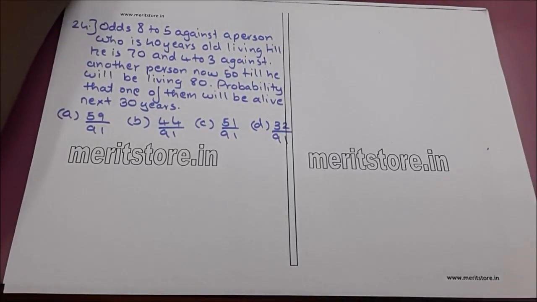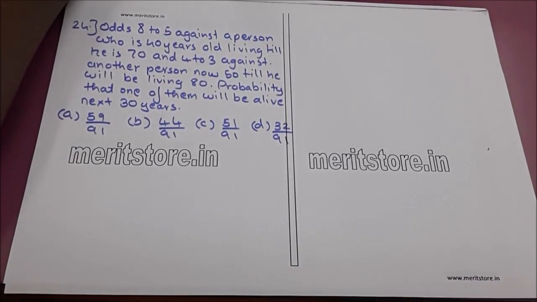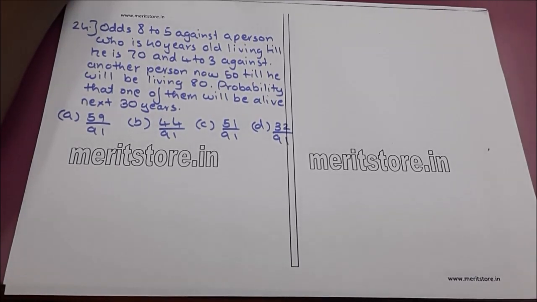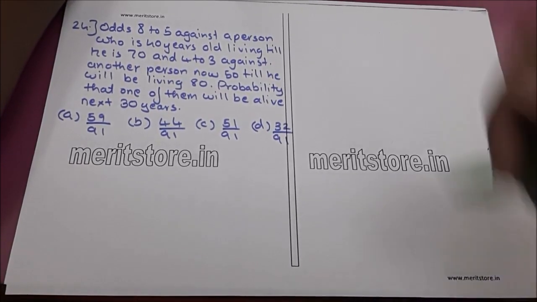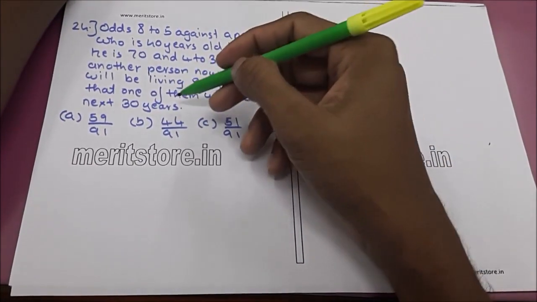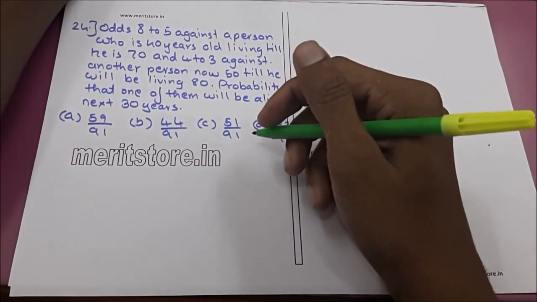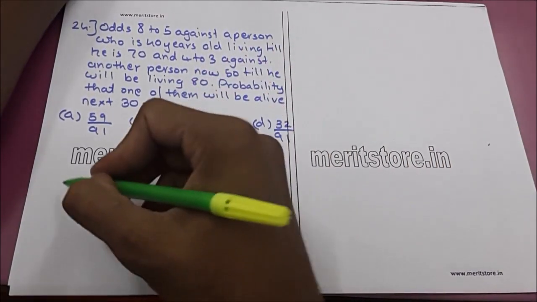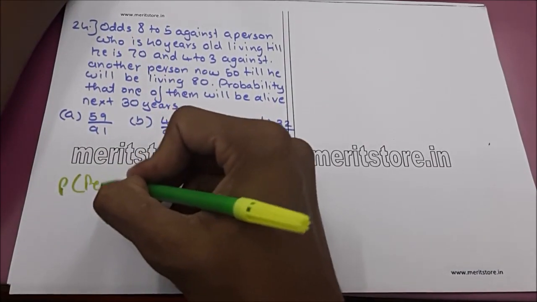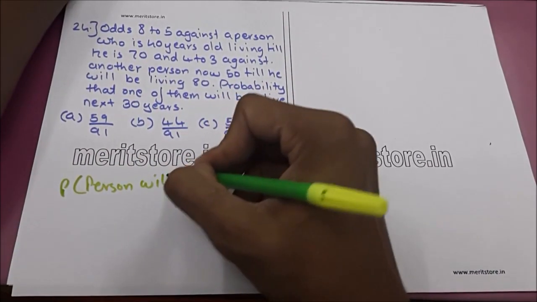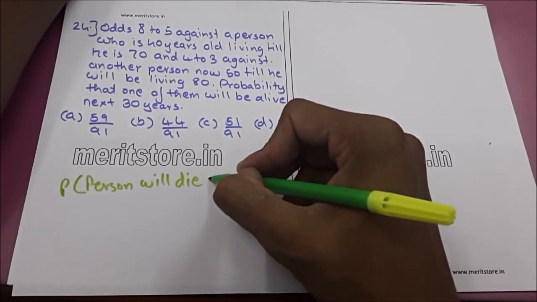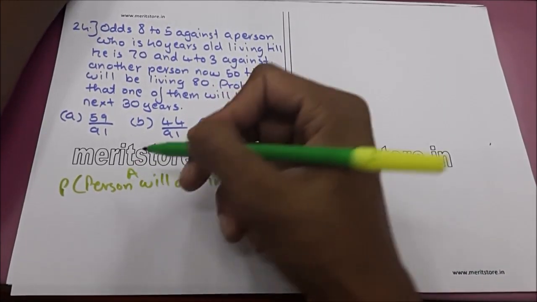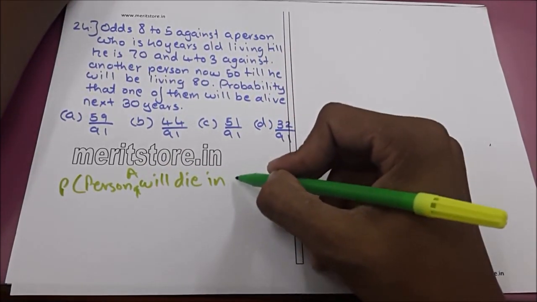Question 24. Odds 8 to 5 against a person who is 40 years old living till he is 70, and 4 to 3 against another person now 50 living till he is 80. The probability that one of them will be alive for the next 30 years is, we have 4 options. We find the probability that person A will die in 30 years.